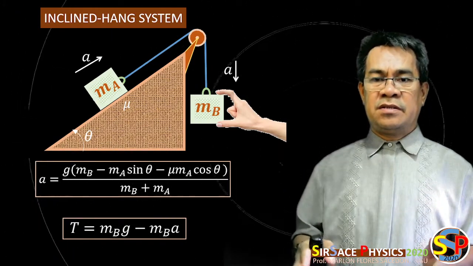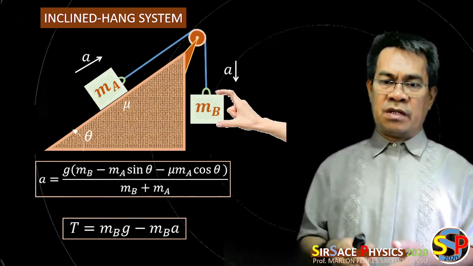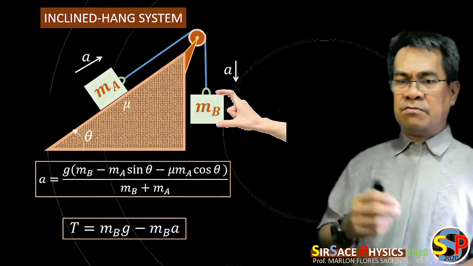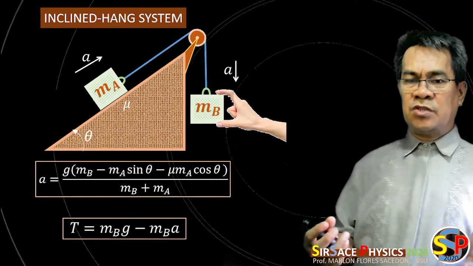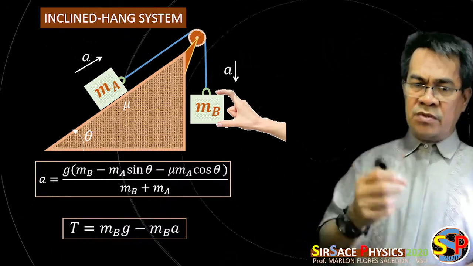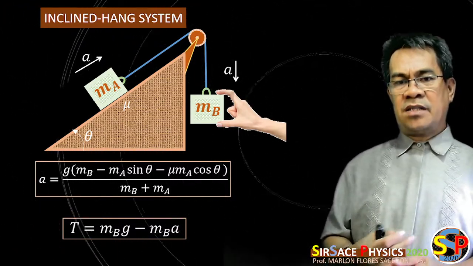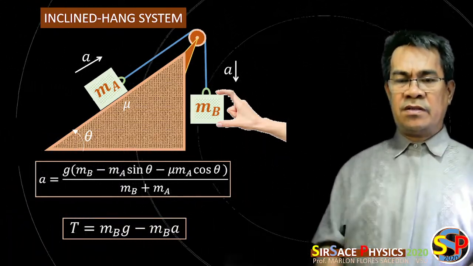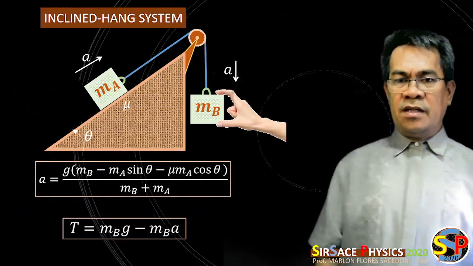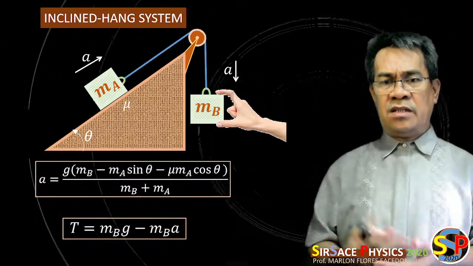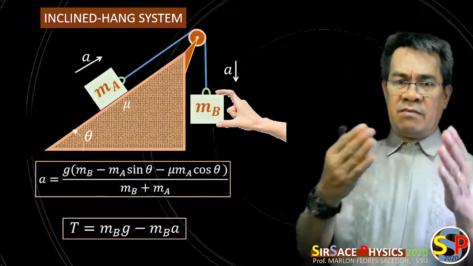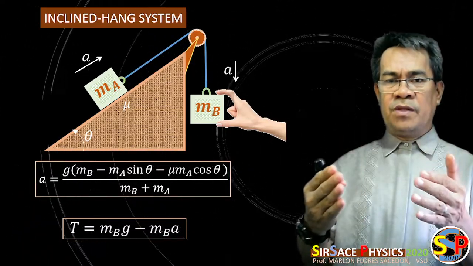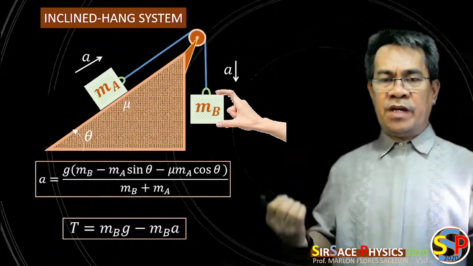Okay, and the tension can also be computed using the formula T is equal to the mass B times the acceleration due to gravity minus mass B times the acceleration of the system. Meaning, after solving for a, then you can solve for T. Now, how can we say that this formula is applicable? Take note that we don't know whether it will move up or move down.